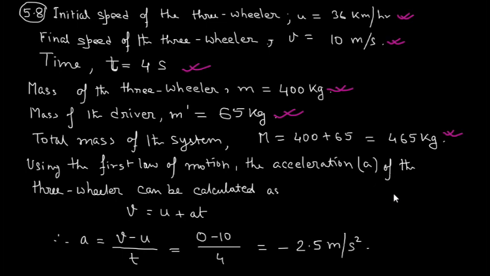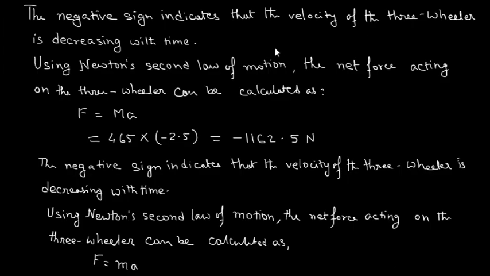So using the first law of motion, the acceleration a of the three-wheeler can be calculated as v is equal to u plus at, and a is equal to v minus u upon t, that is 0 minus 10 upon 4. Final velocity is 0. So upon calculating, we get acceleration is equal to minus 2.5 meter per second square. The negative sign indicates that the velocity of the three-wheeler is decreasing with time.